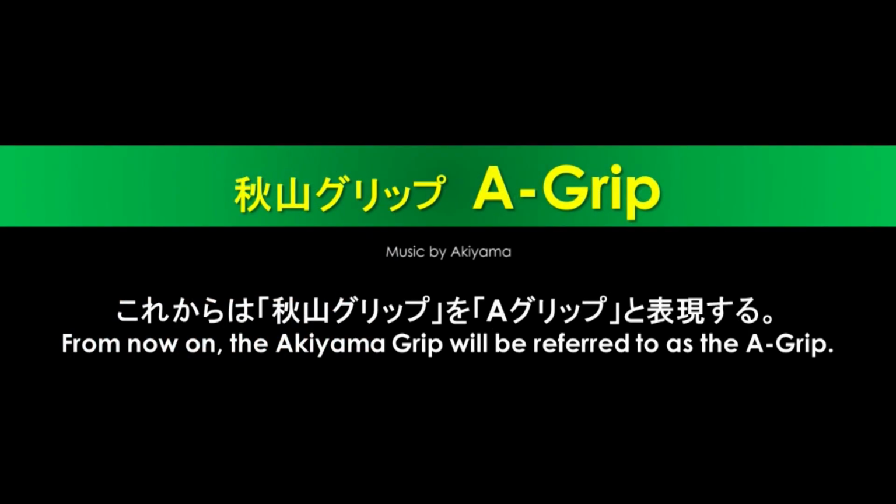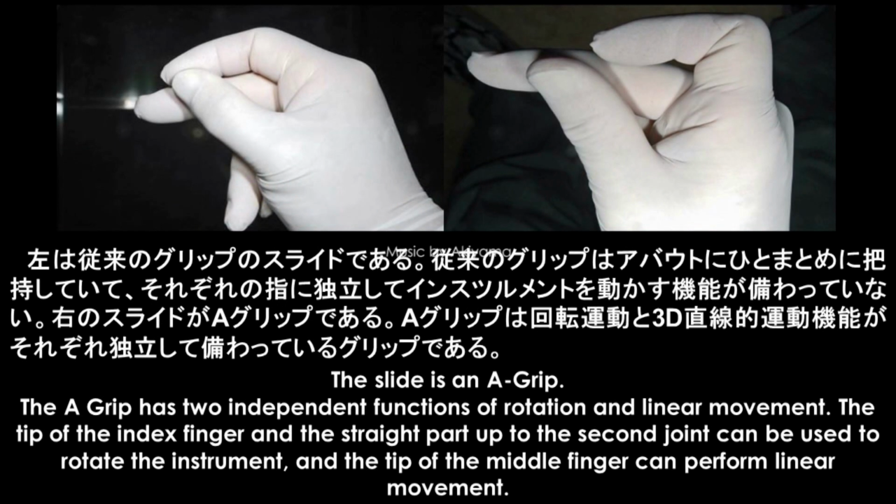From now on, the Akiyama grip will be referred to as the A grip. The slide is an A grip. The A grip has two independent functions of rotation and linear movement. The tip of the index finger and the straight part up to the second joint can be used to rotate the instrument, and the tip of the middle finger can perform linear movement.